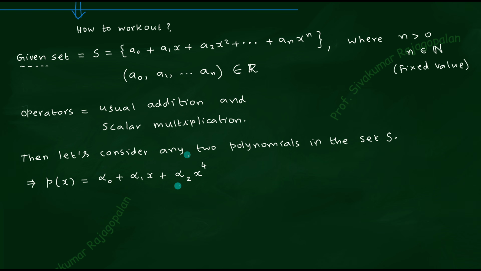Okay, so this is the first polynomial. Let us consider another polynomial because we need two of them. So let me write down the second one. Let us say that this is q of x, which is something like beta naught plus beta 1 into x minus, whether it is minus or plus is okay, but now for this purpose I want to take the same value. That means alpha 2 into x to the power 4.